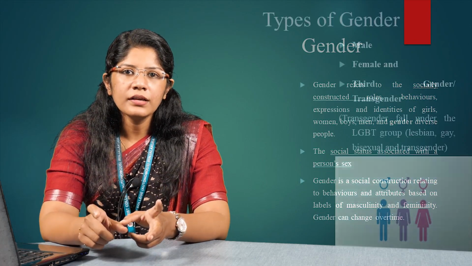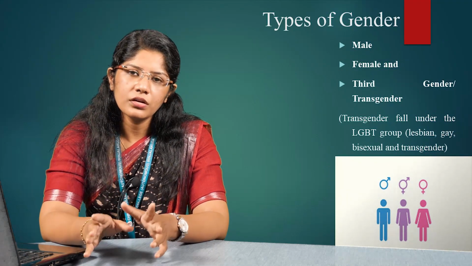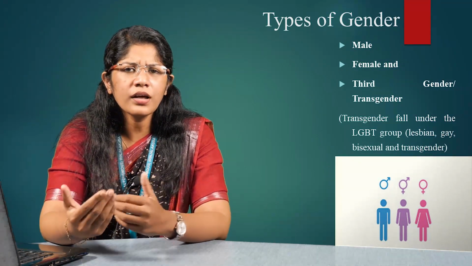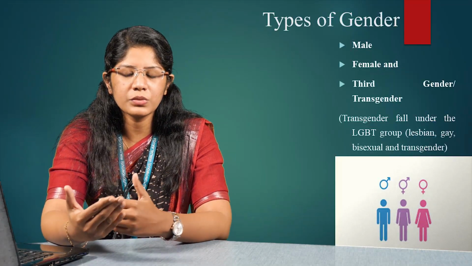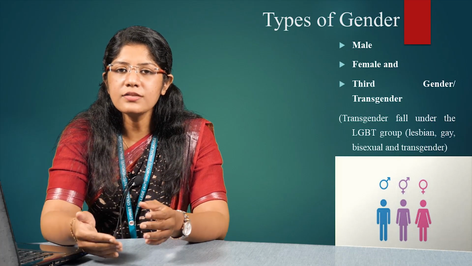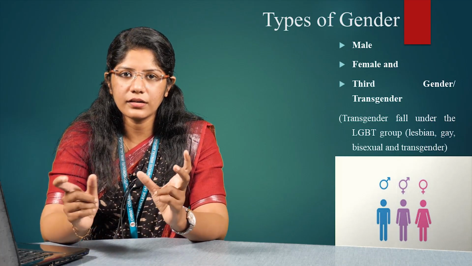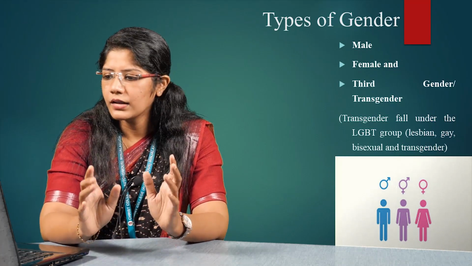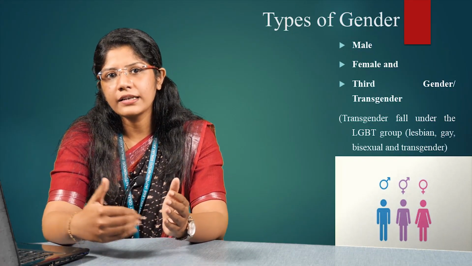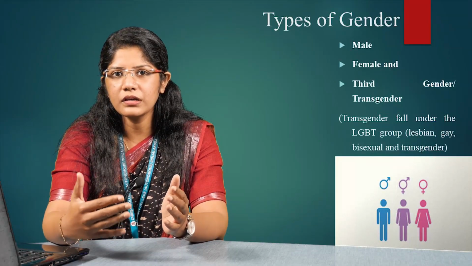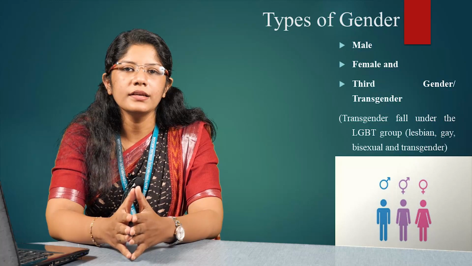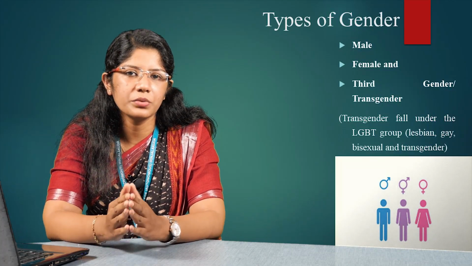Now I'll be dealing with the types of gender, which include male, female, and a third gender. We are all very familiar with this term, the third gender or the transgender community. The transgenders fall under the category of LGBT, which includes lesbian, gay, bisexual, and transgender. Next, I will be dealing with the concepts related to gender.